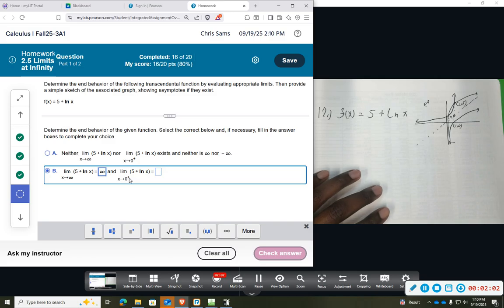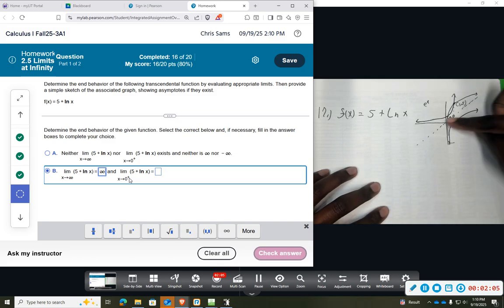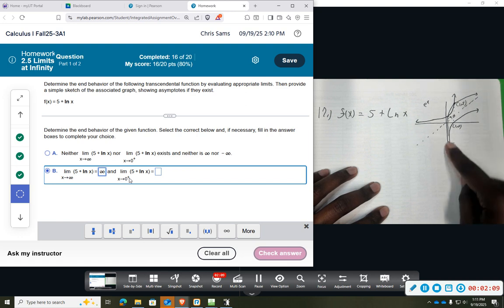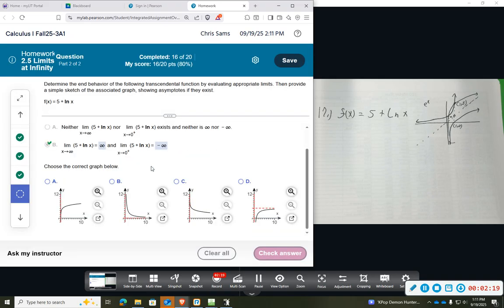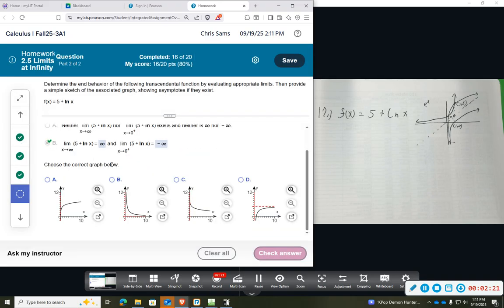As we go toward 0 from the right, so I'm coming this way and going toward 0, this time it's going down, down, down to negative infinity. And so we just get both of those limits from the graph, looking at the end behavior. And then we pick out the one that looks like the graph of that, and so A looks the most like it. There's the vertical asymptote at 0.